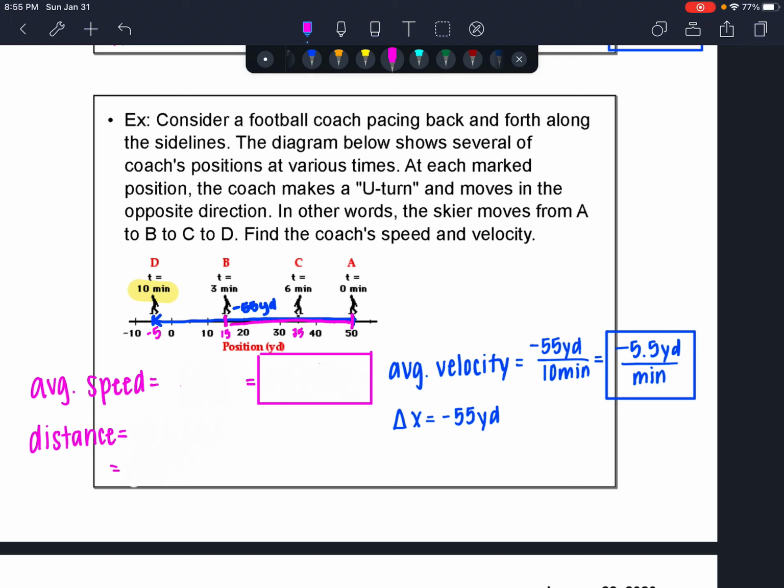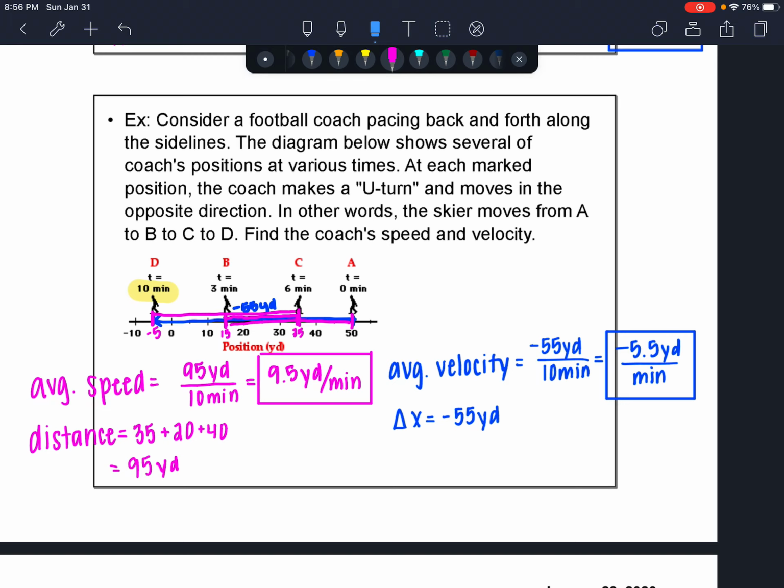Then my coach goes from point B to point C, from location 15 to 35. So that's a total of 20 yards traveled. And then finally, the coach goes from point C to point D. So from 35 yards to -5 yards. So that's a total distance of 40 yards traveled. So let's write that out. 35 plus 20 plus 40 gets us a total distance traveled of 95 yards. So my average speed is going to be that distance of 95 yards divided by the time traveled, 10 minutes. When I simplify this, I get an average speed of 9.5 yards per minute.